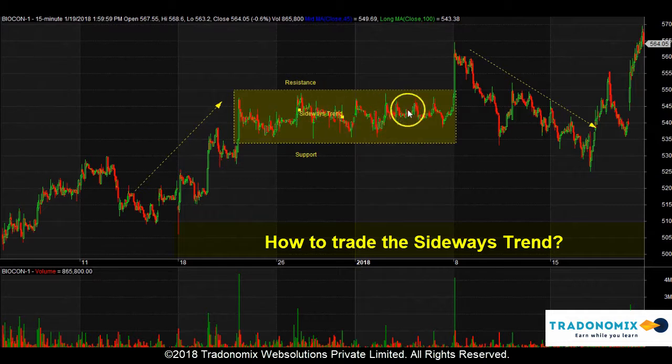That's the most crucial stage for any trader. In an uptrend, you go long, in a downtrend, you go short. But what do you do with the sideways trend? Which kind of entry do you take here? Is it a long? Is it a short? Ideally, it's best to avoid the sideways trend and stay out of the market. That's what the Trado method says.